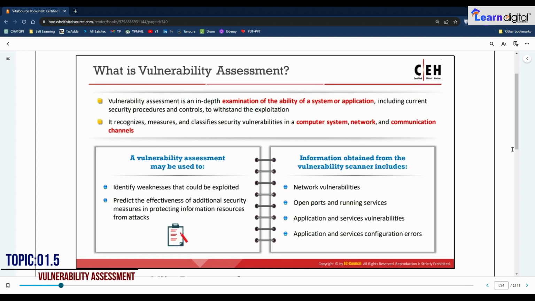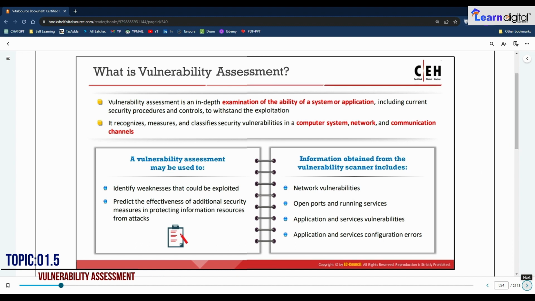Then the next question that came to our mind is: what is vulnerability assessment? Vulnerability assessment is an in-depth examination of the ability of a system or application, including current security procedures and controls, to withstand exploitation. It scans networks for known security weaknesses and recognizes, measures, and classifies security vulnerabilities in computer systems, networks, and communication channels. It identifies, quantifies, and ranks possible vulnerabilities to threats in a system.